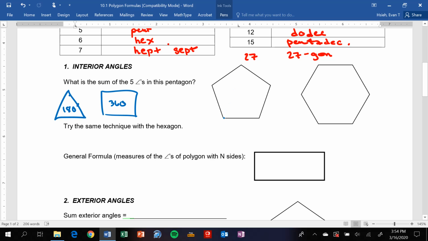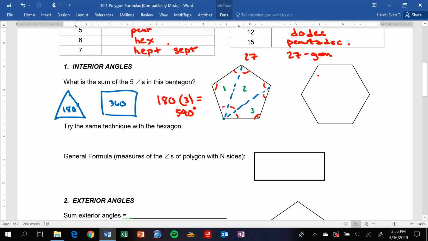With a pentagon, from one vertex, I can draw two diagonals, splitting it into three triangles. Each triangle, of course, has 180 degrees. So if I take all these angles of all these triangles and add them up, I'm going to get 180 times 3. So a pentagon has 540 degrees.